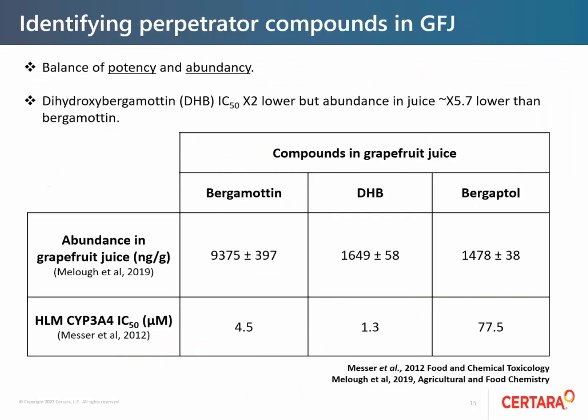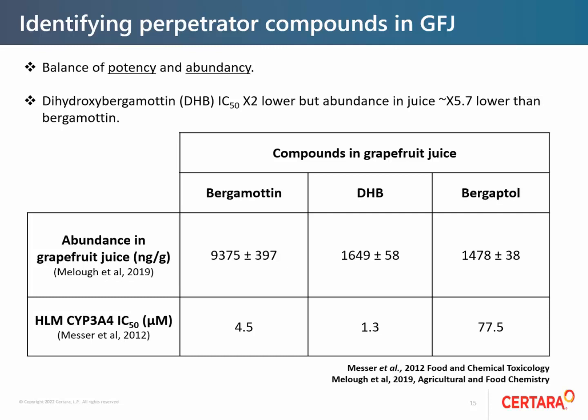Another challenge is having to identify the primary perpetrator that's found in grapefruit juice, and this comes down to a balance of potency and abundance. So in this table, I've just listed a few candidate perpetrator compounds that I identified when I was doing this work, and basically it lists the abundance in grapefruit juice and also its potency against inhibiting CYP3A4 enzymes. And here you can see that we can pretty much rule out bergamottin quite immediately. It has very low abundance in grapefruit juice compared to the other compounds, and also has low potency against CYP3A4 inhibition compared to the other compounds as well. So we can rule out bergamottin.